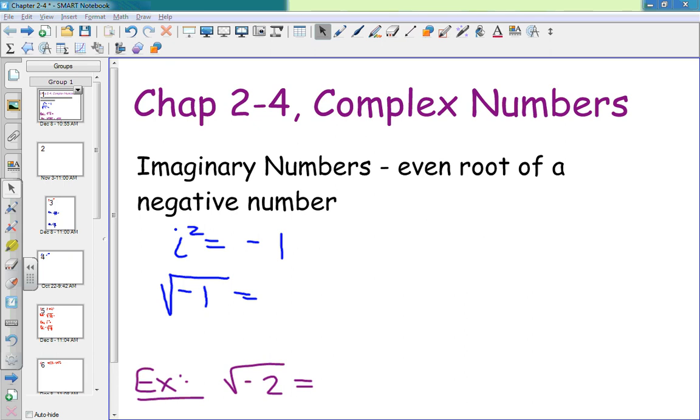Chapter 2-4. We're skipping 2-3. We're going to come back to that. I don't like the way the chapter does this, so I'm rearranging it so that it makes sense and we don't have to reteach the same subject twice.